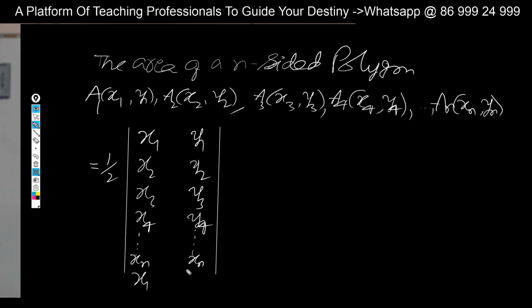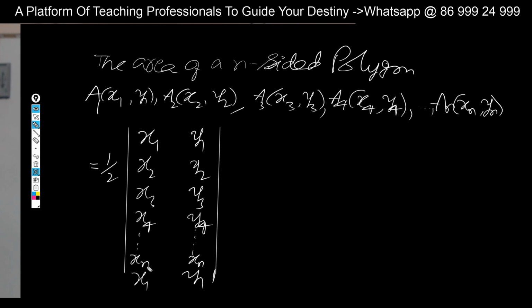Finally, x1, y1. For every geometrical figure, finally you have to write x1, y1. That is, if you want to find out the area of the triangle, take like this: x1, y1, x2, y2, x3, y3. Finally, x1, y1. If you want to find out the area of the quadrilateral, x1, y1, x2, y2, x3, y3, x4, y4. Finally, x1, y1. If you want to find out the area of the pentagon, x1, y1, x2, y2, x3, y3, x4, y4, x5, y5, x1, y1.